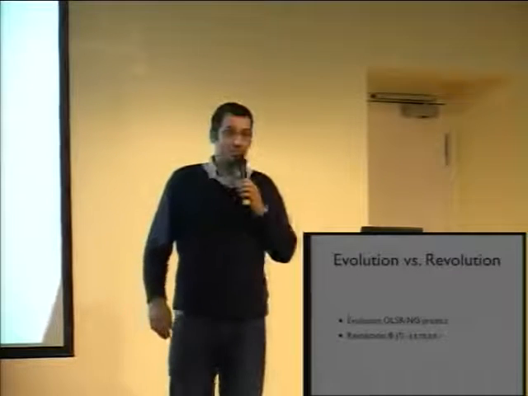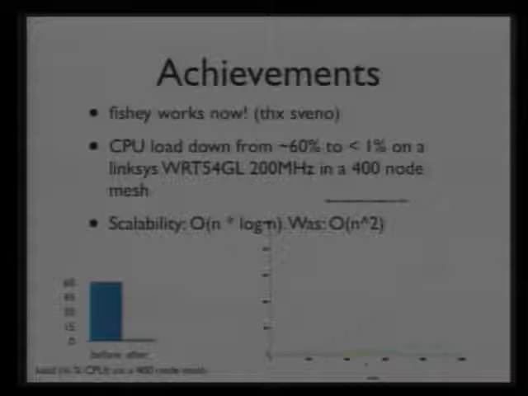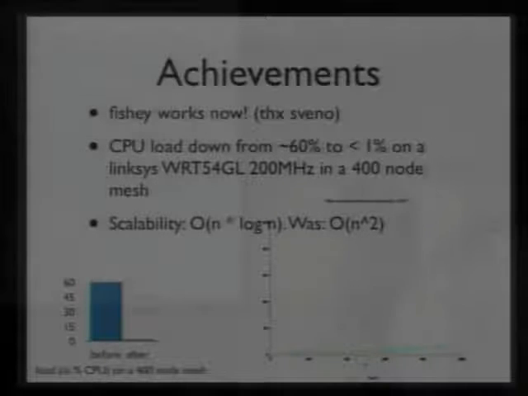Now at some point people decided this is enough. In Vienna, the Funkfeuer networks, people decided this is enough, we need to clean up. In Berlin, Electra and a few others decided we need something new. So basically we have two branches now, evolution versus revolution. And our project is basically to clean up OLSR and to make it very, well, performant. So this should be fish eye, not fishy.